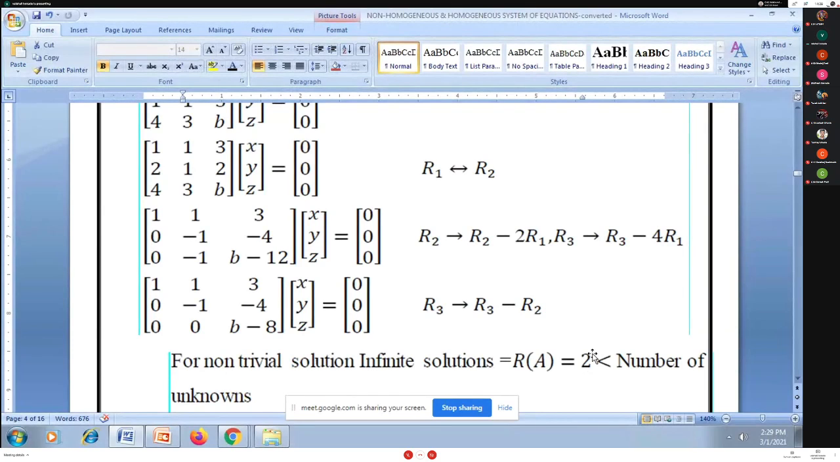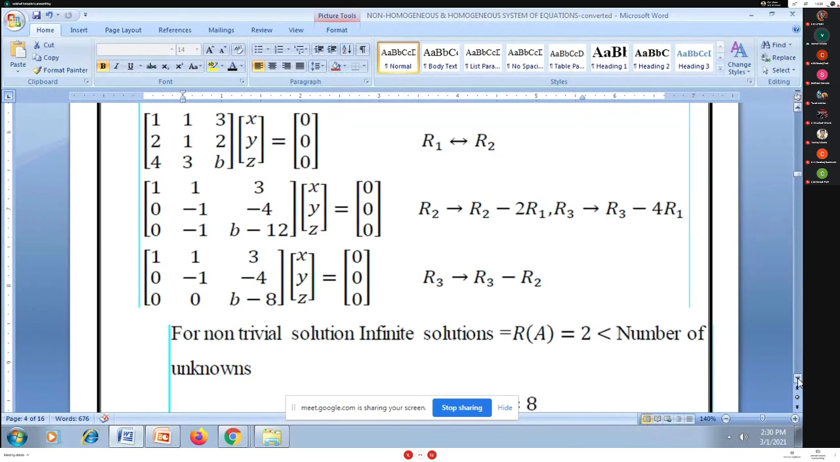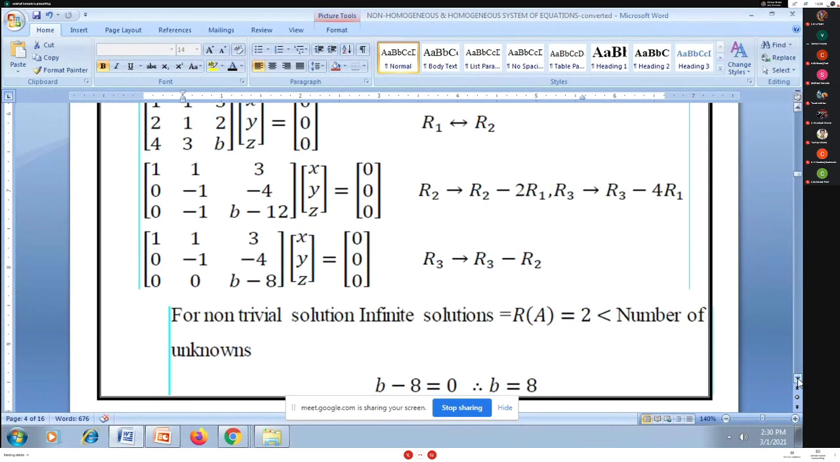If rank of A is equal to 2, we can make b minus 8 as 0, so that I have only 2 non-zero rows. If I take the third row's entry b minus 8 equal to 0, this third row will be a 0 row and rank of A will definitely be 2, which is less than the number of unknowns 3. So definitely you will have a non-trivial solution. For getting a non-trivial solution, I must equate b minus 8 to 0, and I get the value b is equal to 8.